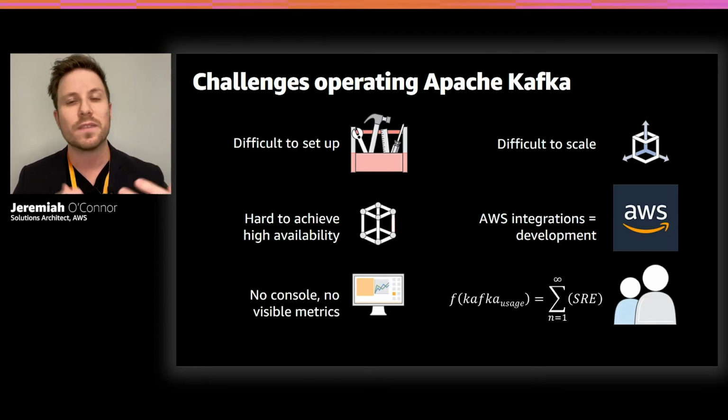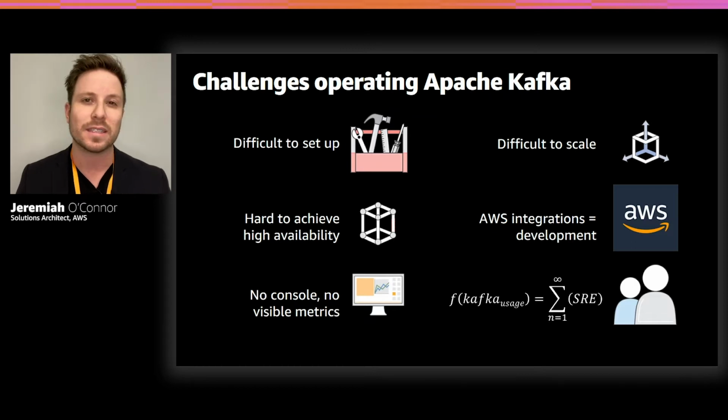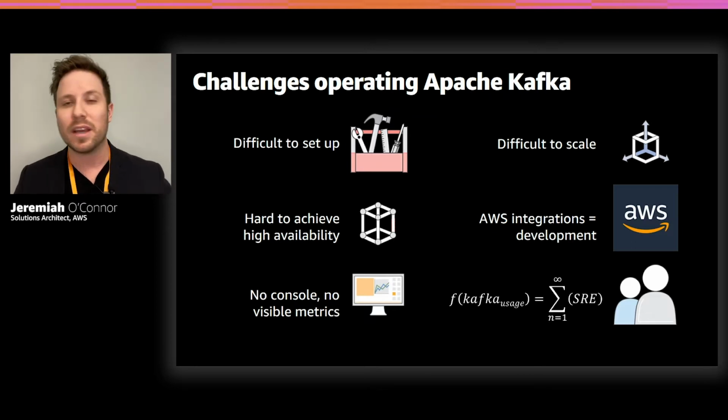So we heard that it's difficult to set up, right? So provisioning Kafka brokers, Zookeeper instances, managing the connectivity and the configuration between all of them is not a trivial task. In addition, if you need to scale, if you get capacity wrong the first time and you need to scale to add more brokers or to add more storage capacity, again, trying to replicate that data over to new brokers and new instances is not an easy thing to do.